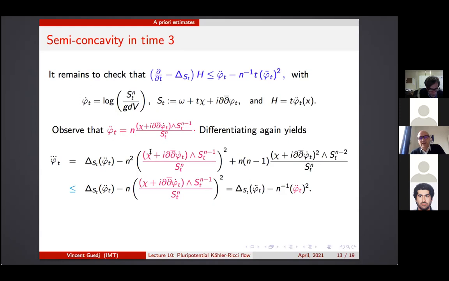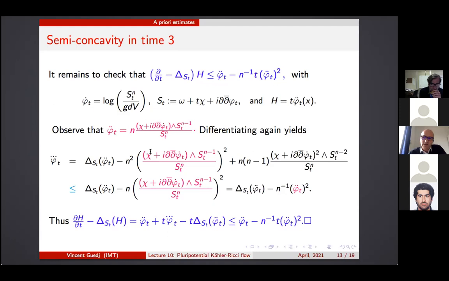And when I now consider the full heat operator applied to H, it is exactly phi t double dot plus t phi t triple dot, which is when I just look at the time derivative, dH by dt, and then minus t times the Laplacian of phi t double dot, because H is t phi t double dot. And when I plug in the previous inequality, you see that t phi t triple dot is less than t times the Laplacian minus t phi t double dot square divided by n. So I end up with this inequality, and this is exactly the statement of the claim.